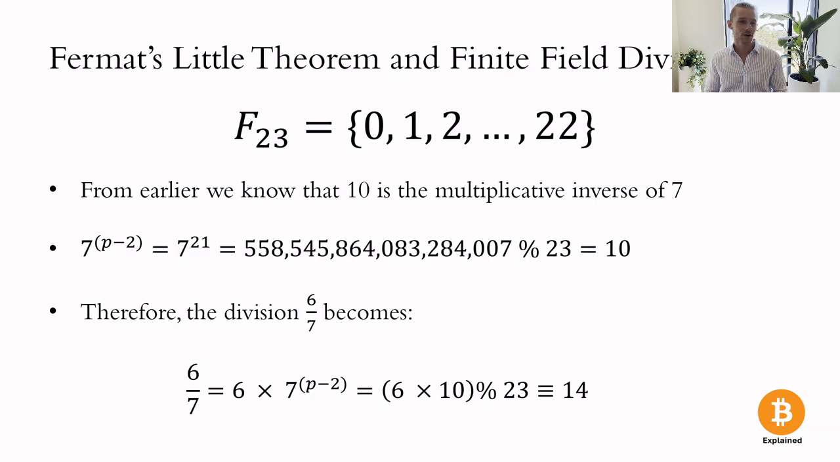Now that you understand how finite field division works, you understand how all of the operations on finite field elements work: addition, subtraction, multiplication, and division, and you understand everything that there is to know about finite fields as it relates to Bitcoin. You can now move on to the next video on elliptic curves, and I'll see you there.